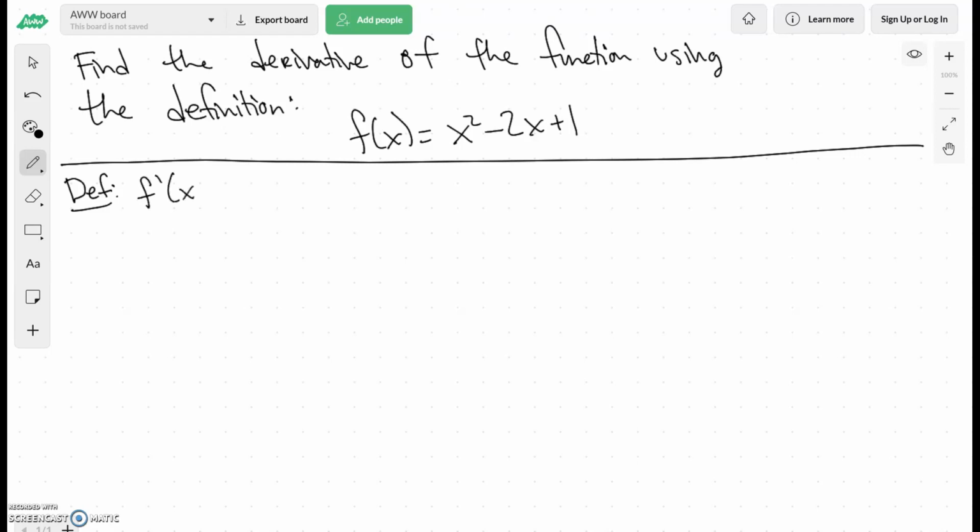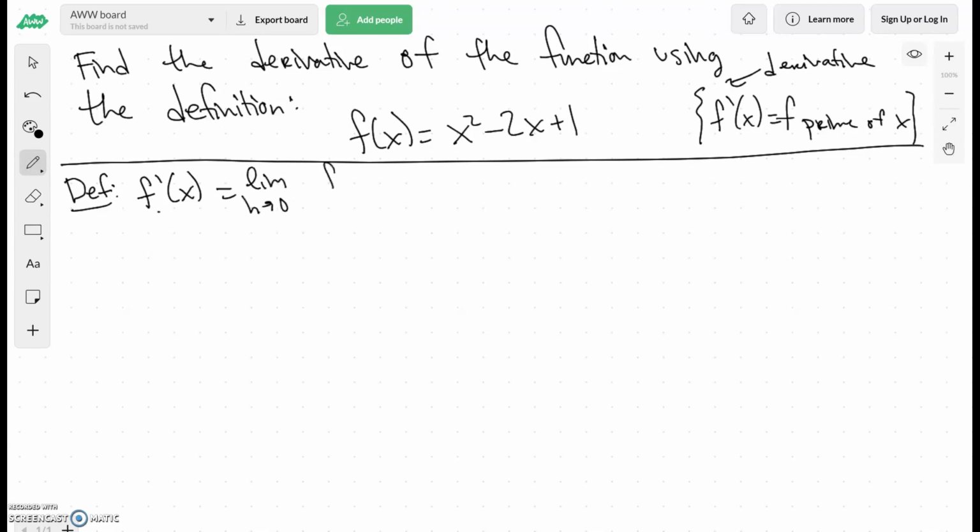F prime of x, so this thing, I'm just going to write it over here, is how we say f prime of x. So that's how we're going to say that. That's what we're going to call the derivative. Okay, now this is equal to the limit as h goes to 0 of f of x plus h minus f of x divided by h.